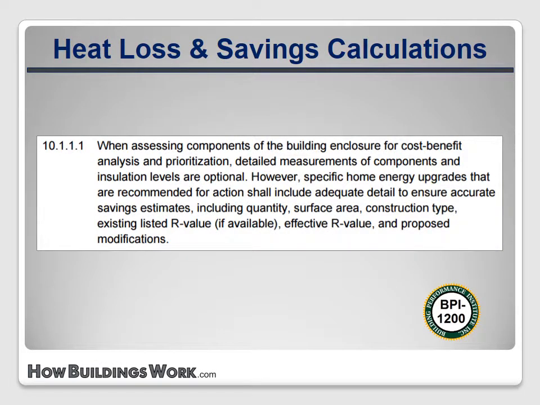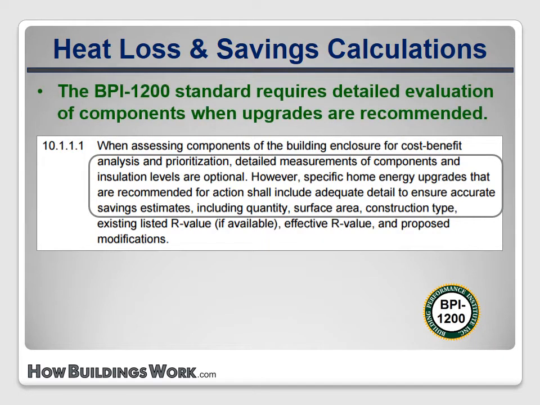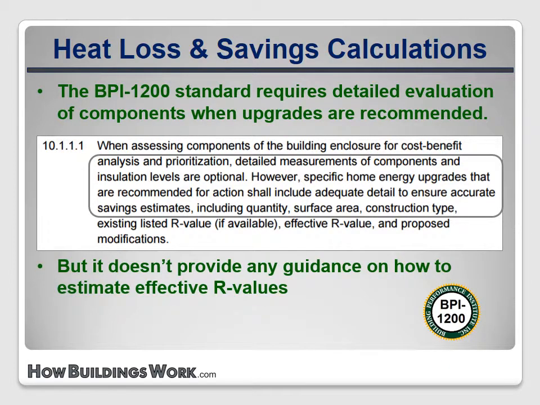BPI 1200 also states that while detailed measurement of components and insulation levels are optional, adequate detail to ensure accurate savings estimates is required for specific home energy upgrades that are recommended for action. However, BPI 1200 doesn't give any guidance on how to accurately determine the effective R value of building components.